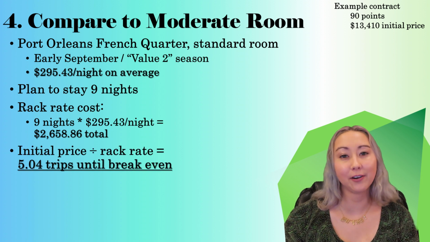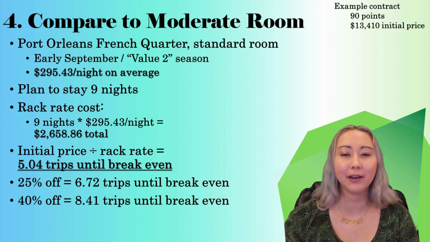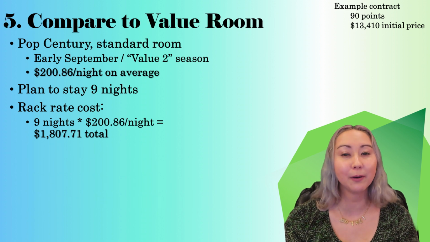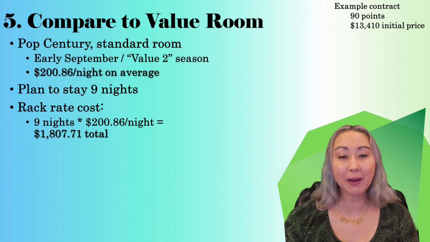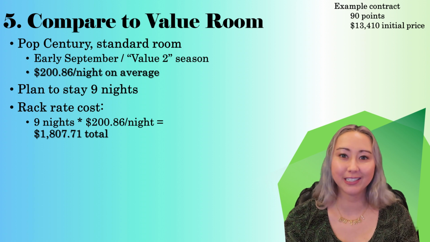If you're able to snag a great discount though, at 25% off that rack rate, you would need to take about 7 trips to break even, and at 40% off the rack rate, you'd need to take about 8.5 trips to break even. To complete the trifecta, let's compare to a value room. I've chosen a standard room at Pop Century, but absolutely adjust this to fit realistically where you think you would end up staying. Or even better, create your model based off where you have stayed in the past.